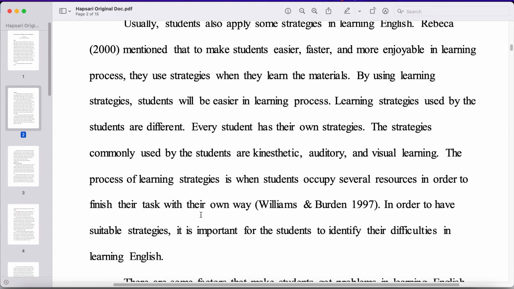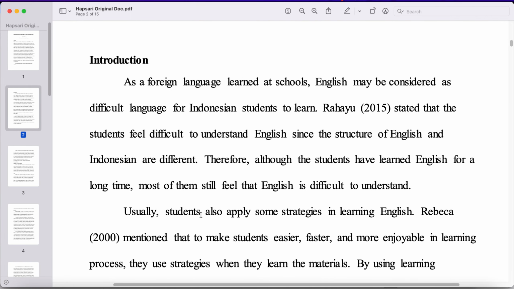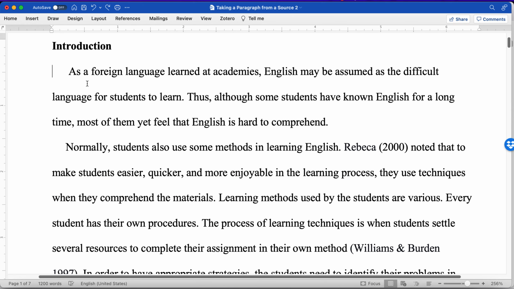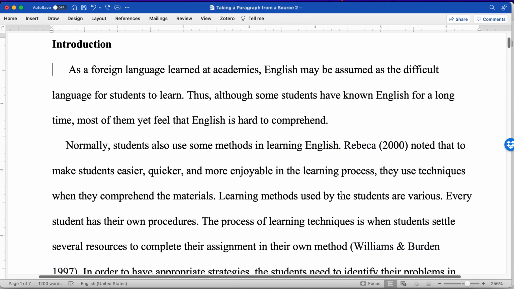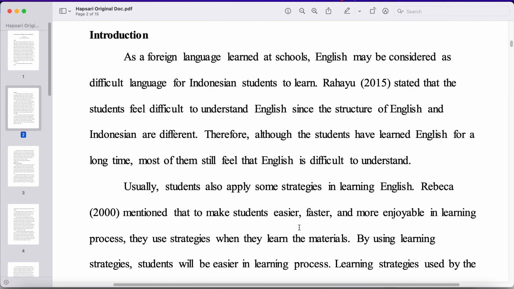There's an introduction, and then the literature review starts to come right here, and you can see, "as a foreign language learned at schools, English may be considered..." and the student has said, "as a foreign language learned at academies," so basically changing a word or two, "English may be assumed..." and then the student continues citing this person, Rebecca, and these people, Williams and Burden, just like over here.